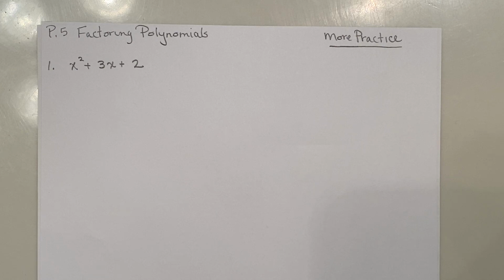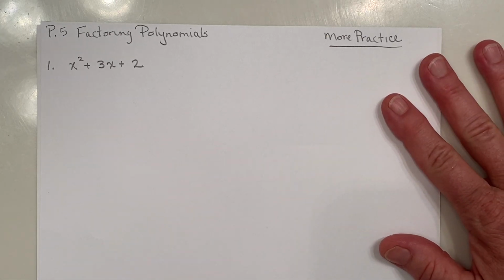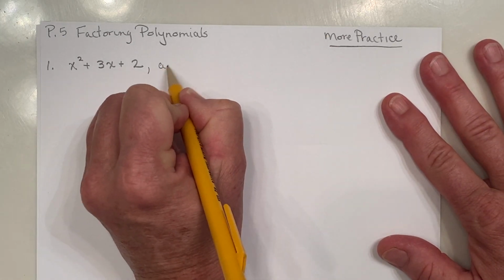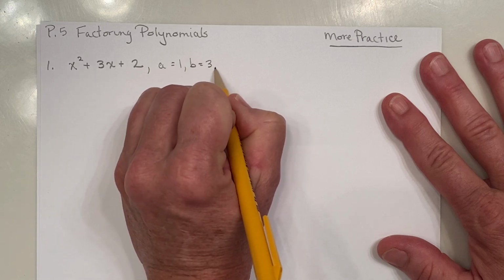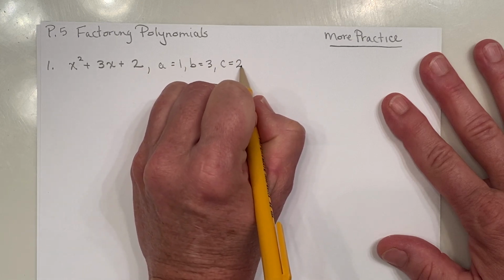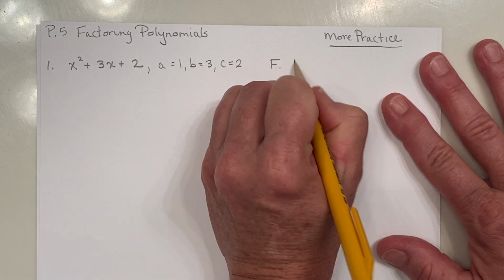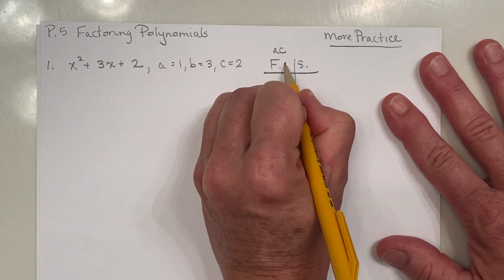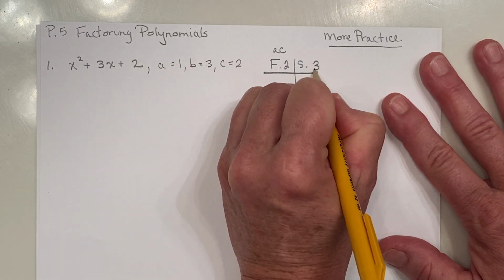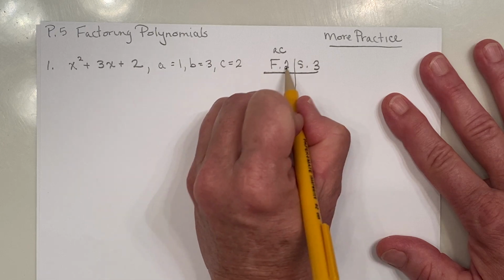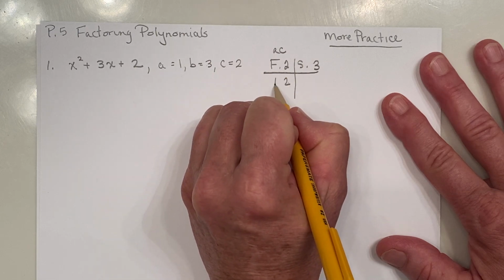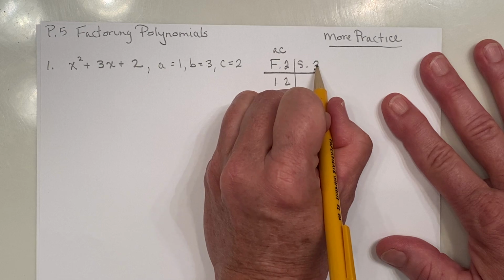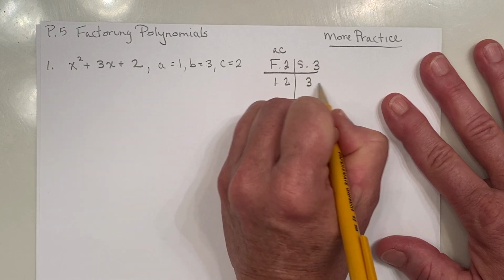Right here we have a quadratic trinomial. A is 1. This should be an easy factor. I'm going to go ahead and put A is 1, B is 3, and C is 2. I'm going to create a factor sum chart. I need factors of 2 that sum to 3. So the only factors of 2 are 1 and 2. Both these factors have to be positive because I need a positive sum. When I add these, I do get 3.